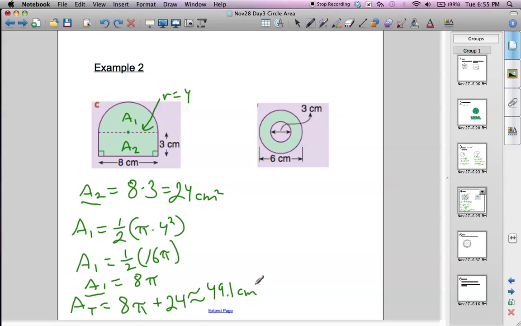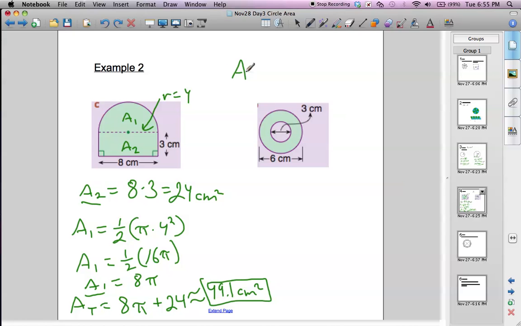49.1 square centimeters is the area of that figure. Now the second figure, we're looking for the area of this green section here. Okay, this green ring here. So what we can do, and most people can see this, is you're going to get the area of the bigger circle and subtract the area of the smaller circle.